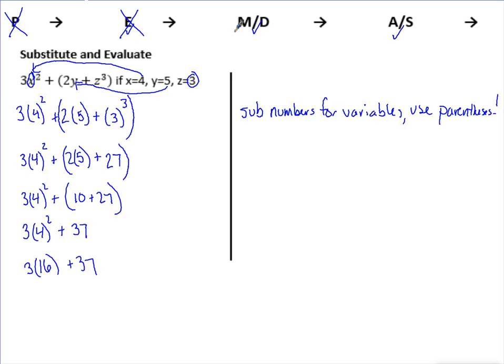Do I have multiplication or division? I have multiplication right here. 3 times 16 is 48 plus 37. So multiplication, division is done. All I have left is addition and subtraction. 48 plus 37 is 85, and that would be my final answer.